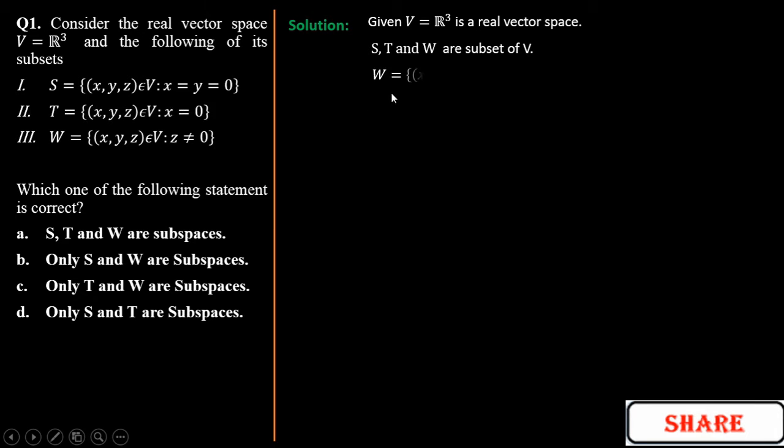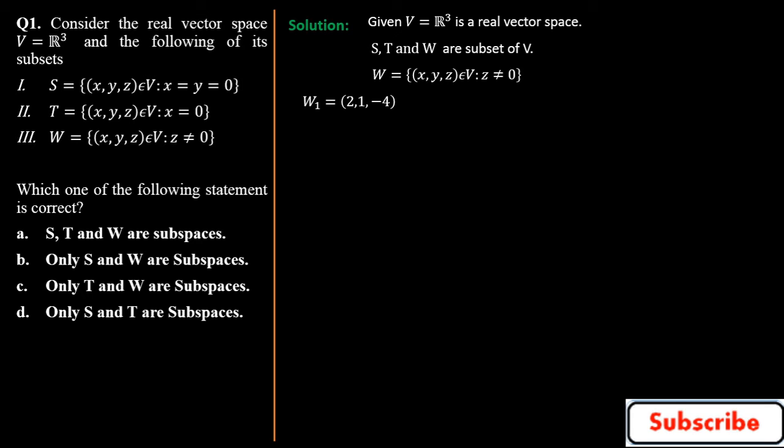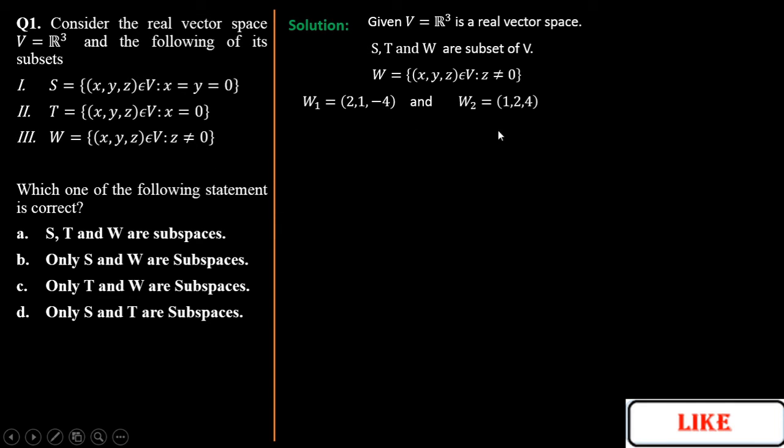So what we do, for W that is given here, we consider an example. Whenever we are required to show that something is not defined or does not exist, like W is not a subspace of the vector space, we need only one example which does not follow the definition of subspaces. For that, W1 is (2, 1, -4) that we have selected, and W2 we have selected (1, 2, 4). How we selected: since z is not equals to 0, that's why we have taken -4 and 4.